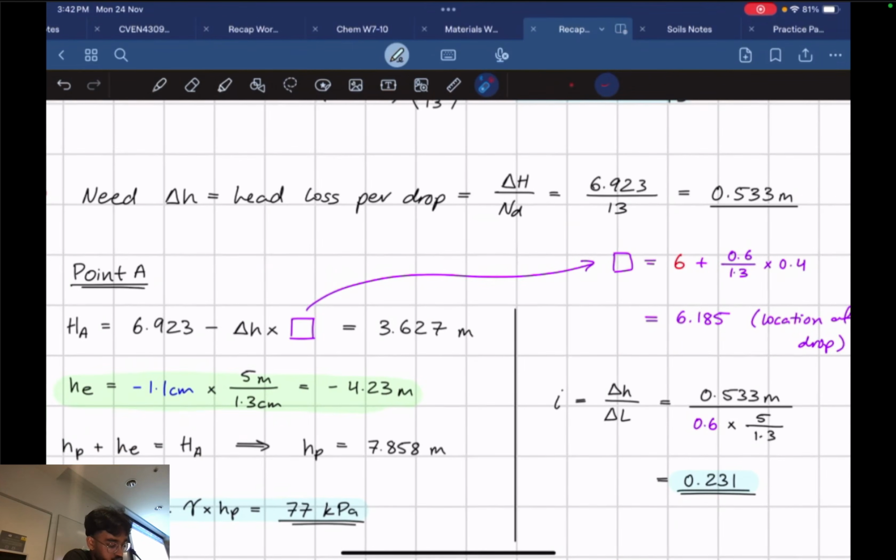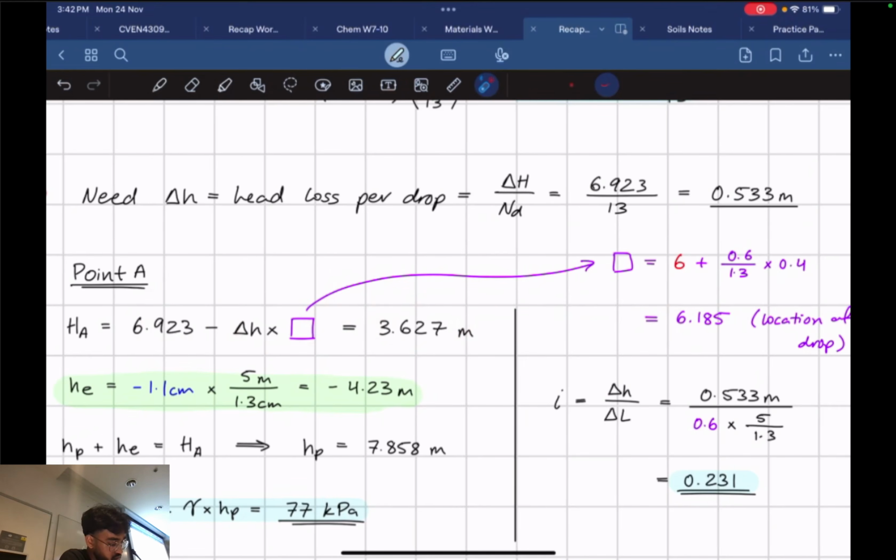And then it just becomes linear math. You do your initial minus that change. I haven't subbed it in, but when you sub in 6.185 here, you get 3.627. So that's our total head at point A. Yeah? Please.